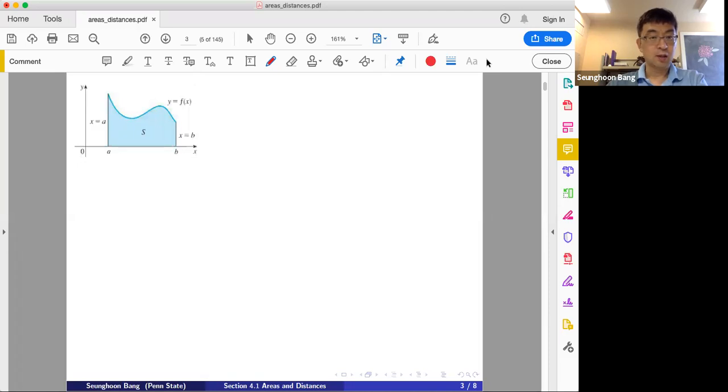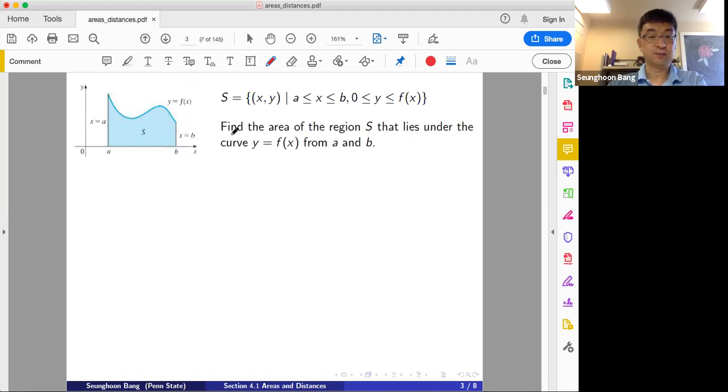So this is like a problem. y equals f of x is given. I want to find the area under the curve here. So what's S? S is all x, y values where x is between a and b, and y is between 0 and f of x. Exactly this one. This S is here. I want to find the area of this region.